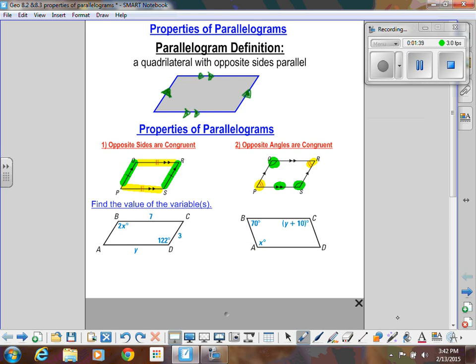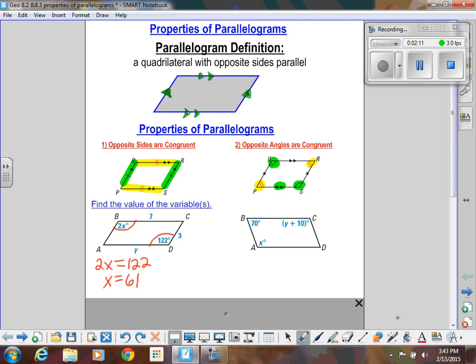In this first example, I'm supposed to find the value of the variables, and here's x. Notice that 2x is this angle, and then they tell me this other angle is 122. Well, we just said in the second property that opposite angles are congruent. So I'm going to make an equation that says 2x is equal to 122. And then I'm just going to solve by dividing both sides by 2. And that's going to give me x equals 61.